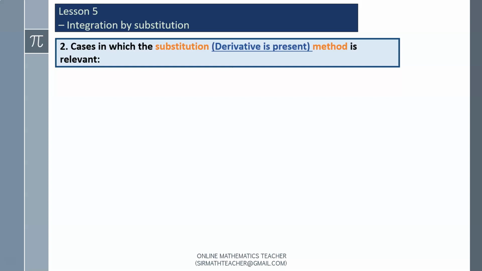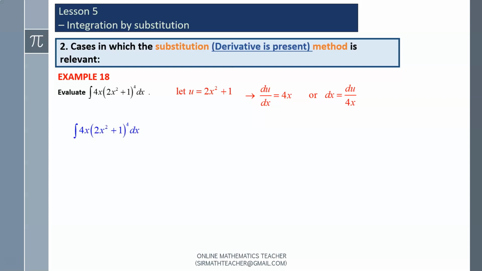Case number 2, cases in which the substitution method is relevant but the derivative is present. Example 18. Evaluate 4x times (2x squared + 1) to the power of 4. You let u equal 2x squared + 1 and differentiate in terms of x, du dx equals 4x. Rewrite it so dx equals du on 4x and proceed as we did in the last example. So rewrite our integrand: 4x remains the same, our function becomes u to the power of 4, and dx is replaced with du on 4x.